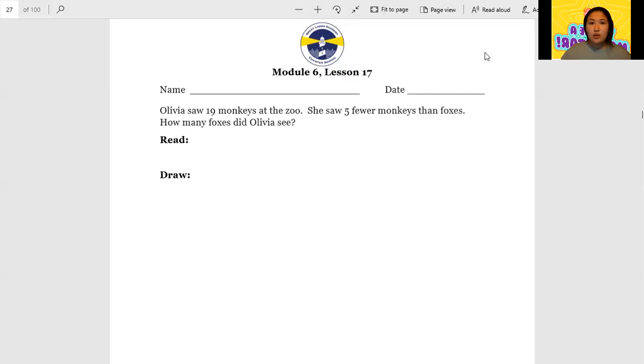Let's get started today on Module 6, Lesson 15. We're reading the problem on 2-1-2. Olivia saw 19 monkeys at the zoo. She saw 5 fewer monkeys than foxes. How many foxes did Olivia see? Pause and solve on your own. If you're working on a piece of paper and not the packet, write this problem down on your piece of paper.